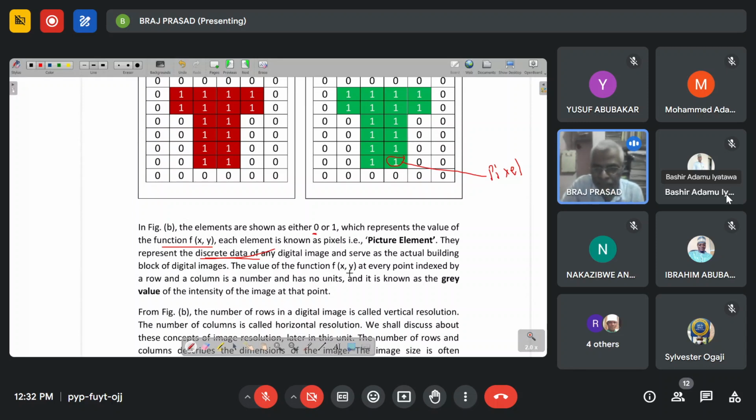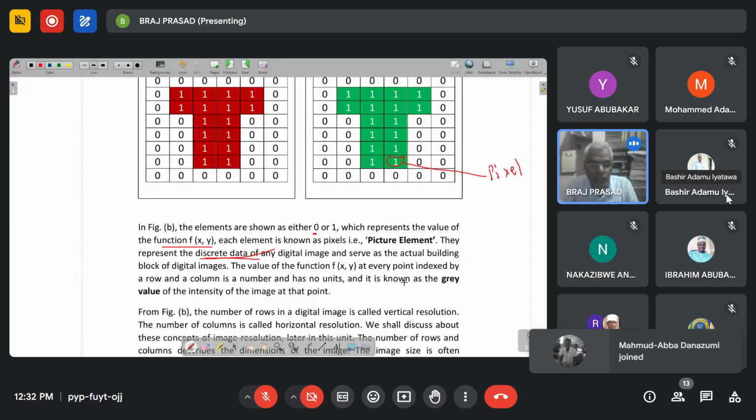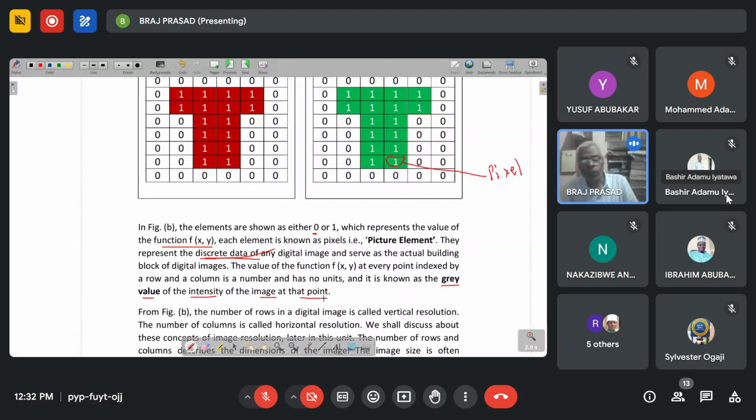The value of the function f(x,y) at every point indexed by a row and a column is a number, and has no units. It is known as the gray value, the intensity of the image at that point. So each cell element has some gray value in the form of 0 and 1, and that cell element also has some intensity, and some other attributes like color or security.